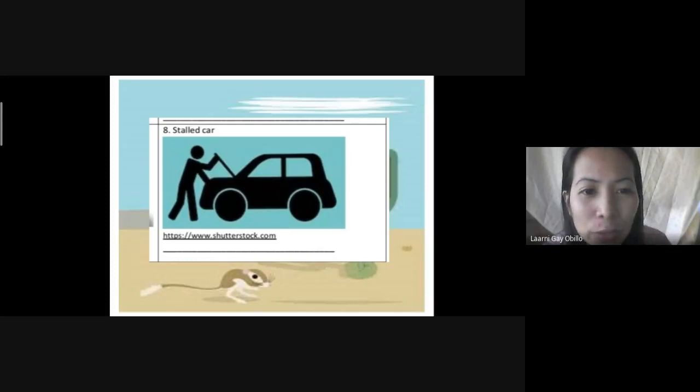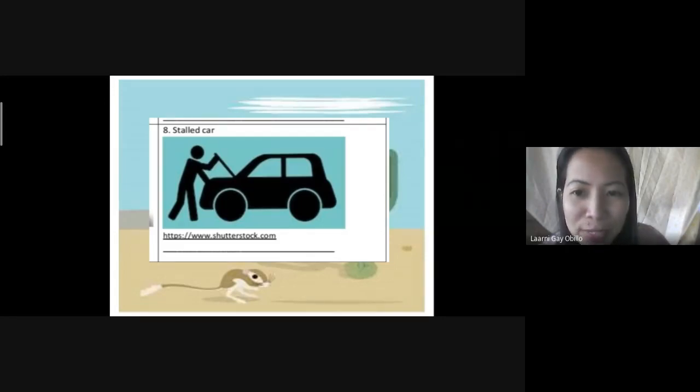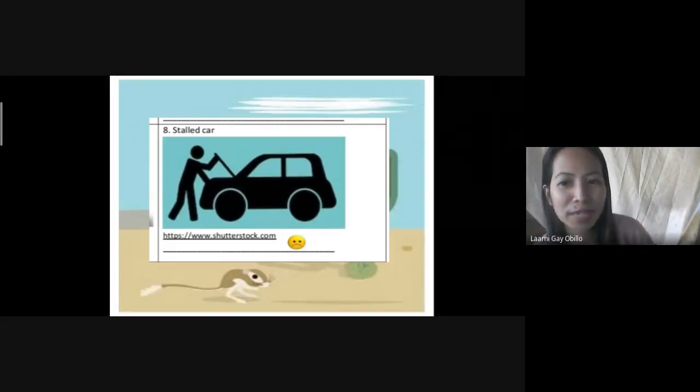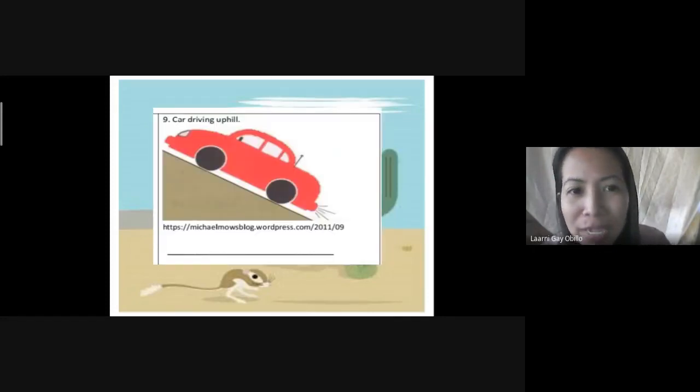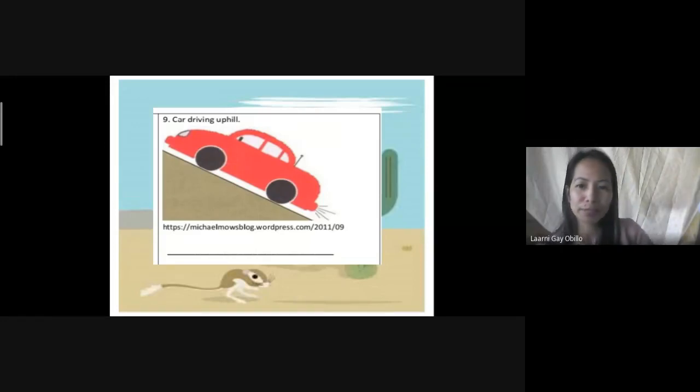Okay, number 8, stalled car. Pag sinabi natin stalled car, yung huminto na kotse kasi nag-stop yung engine niya. Happy face or sad face? Sad face ang sagot ni John Mark, si Miguel, sad din. Si Mario, happy face. Okay, answer is sad face. Okay, tama si Miguel at si John Mark. Okay, next number 9, car driving uphill. Okay, pataas yung takbo ng sasakyan. Sad face or happy face? Happy si John Mark, happy si Miguel.